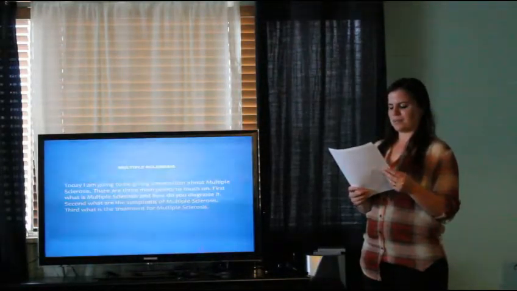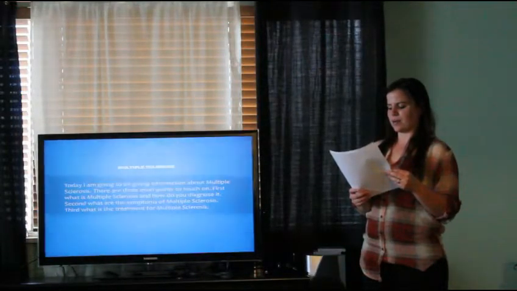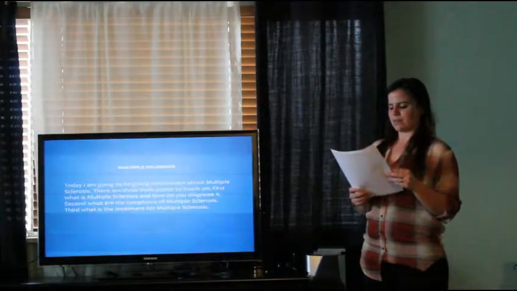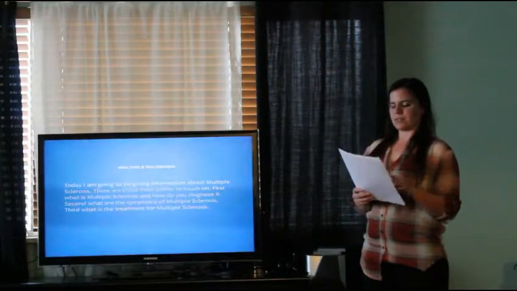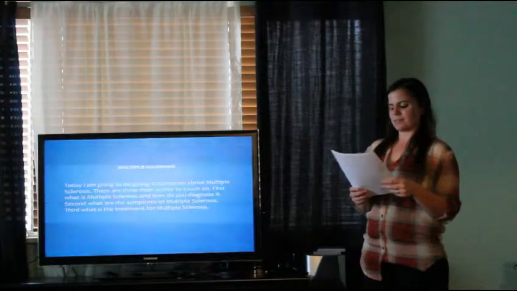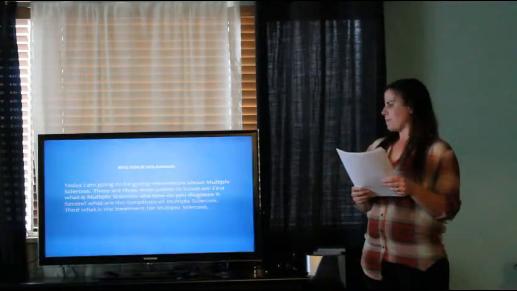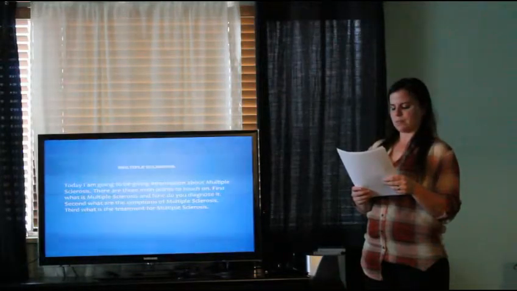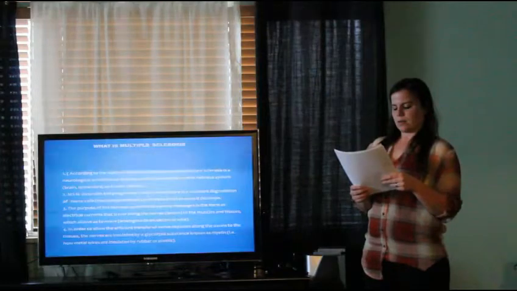There are three main points to touch on. First, what is multiple sclerosis and how do you diagnose it? Second, what are the symptoms of multiple sclerosis? Third, what is the treatment of multiple sclerosis? Using these three key points, I'm going to inform you about multiple sclerosis.